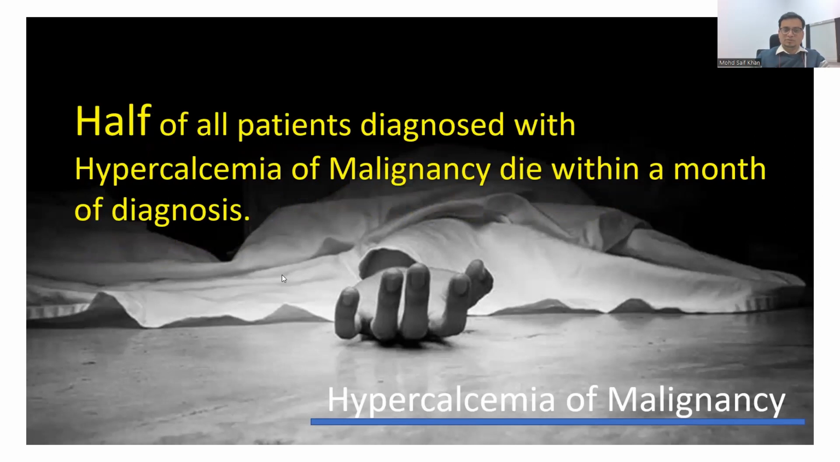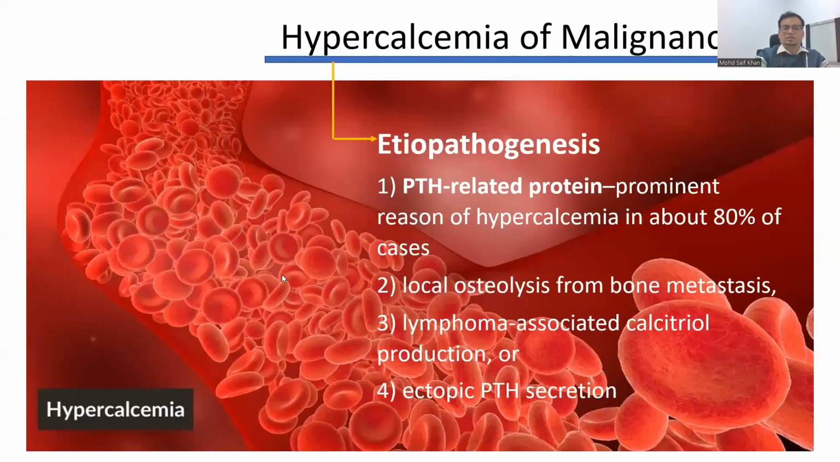Okay, so that is quite a bad predictor of mortality. So what is the etiopathogenesis? Most commonly, in up to 80% of cases, it is PTHrP, parathyroid hormone related protein, which is released from the tumor, and that leads to hypercalcemia.